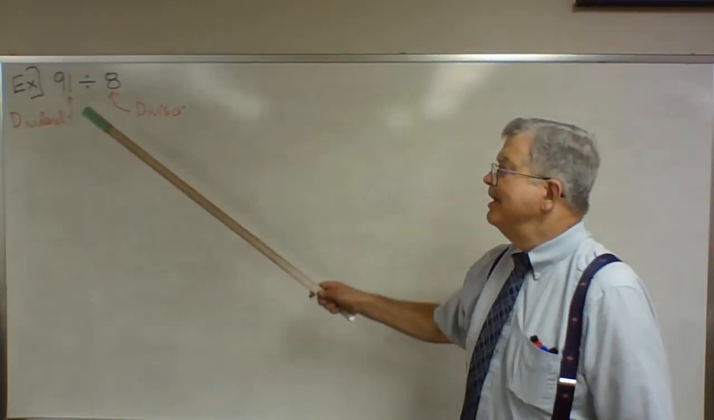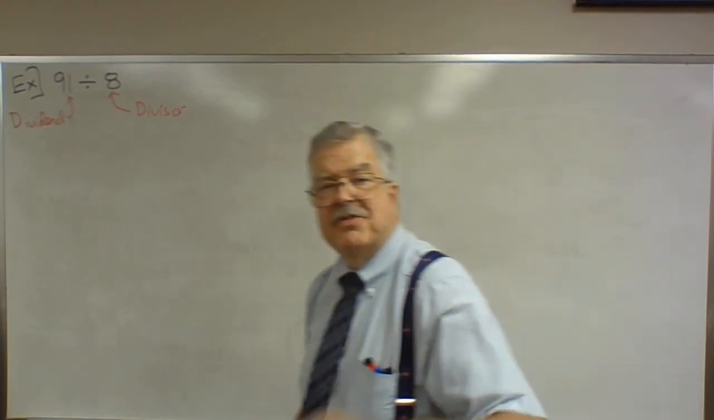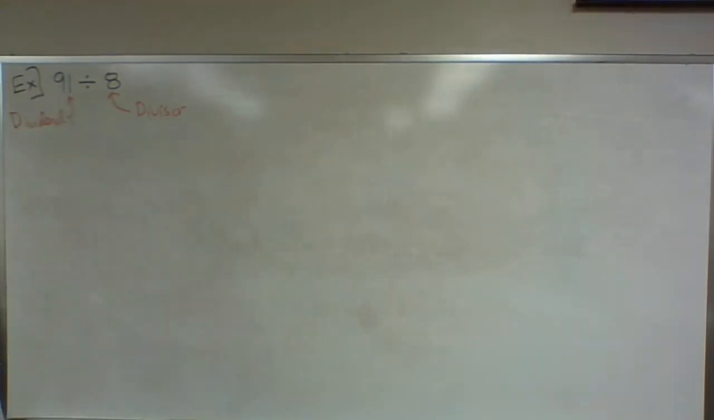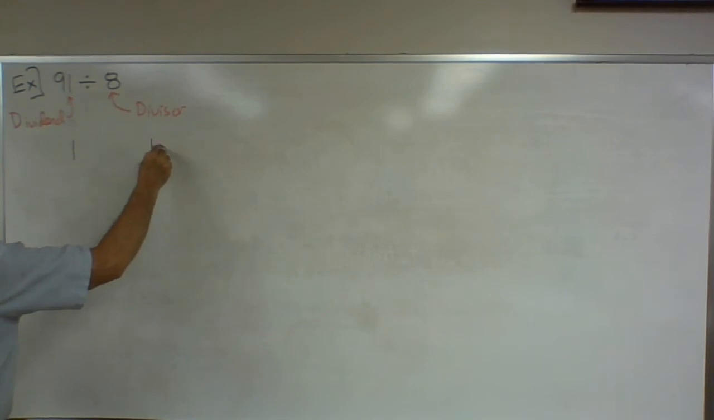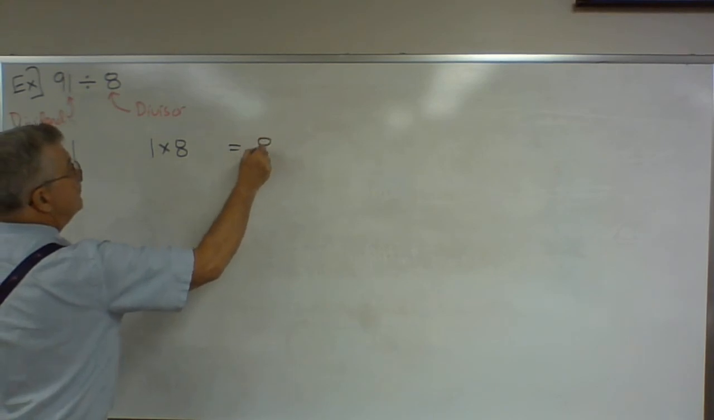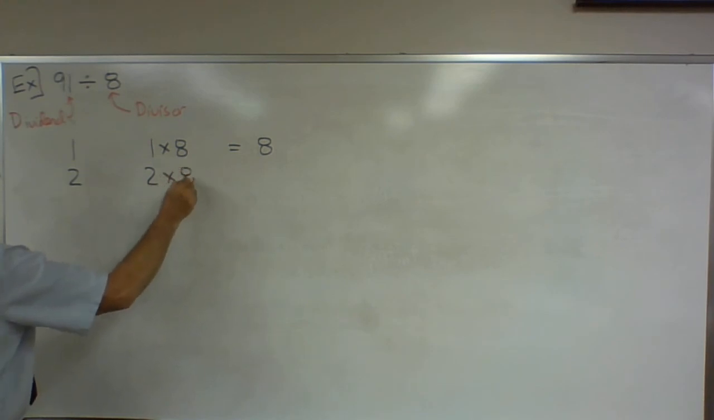Okay, let's try this one on for size. First thing we do, decompose the dividend into the sum of distinct powers of 2 times the divisor. So let's see, here's a power of 2. And here's this power of 2 times the divisor. Here's another power of 2 times the divisor.